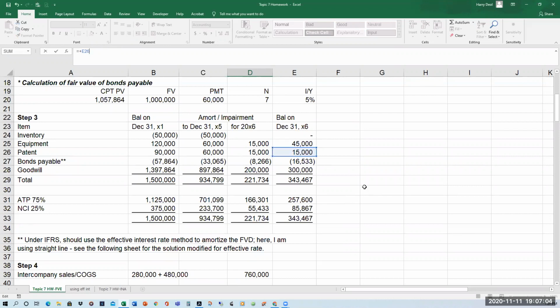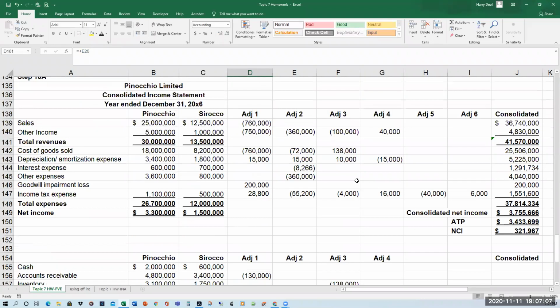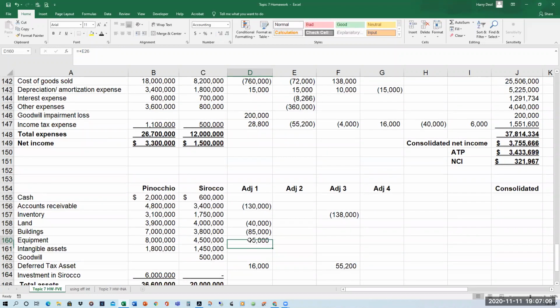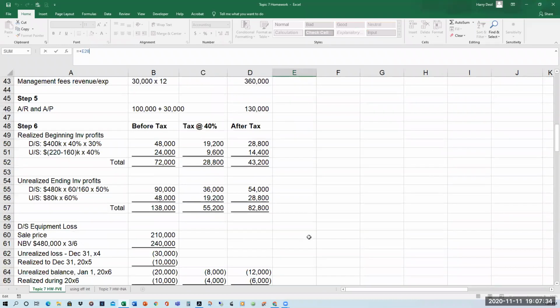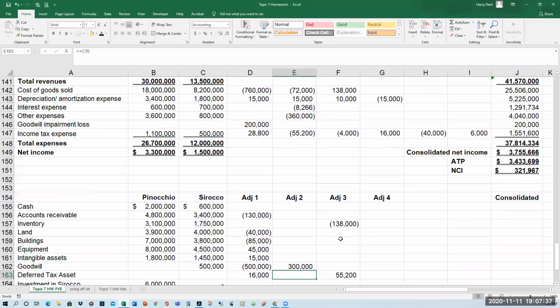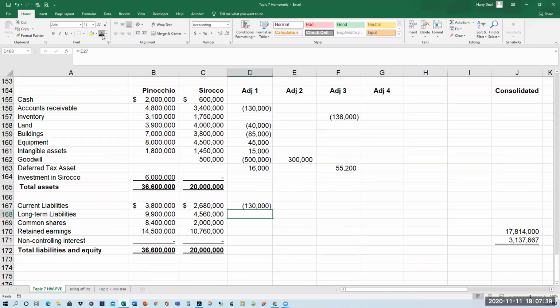It should be $15,000 for the patent, because that's the intangible asset. Oh no, that was the equipment. My apologies. So the equipment is good. $45,000. The intangible assets, you will adjust for $15,000. And goodwill, the goodwill sitting on the books of Sirocco needs to be wiped out and instead replaced with $300,000 of the unamortized goodwill balance. For the long-term liabilities, you will make an adjustment of $16,533.